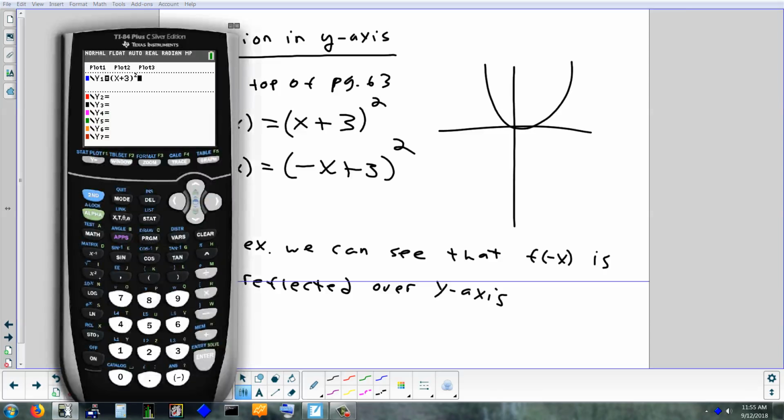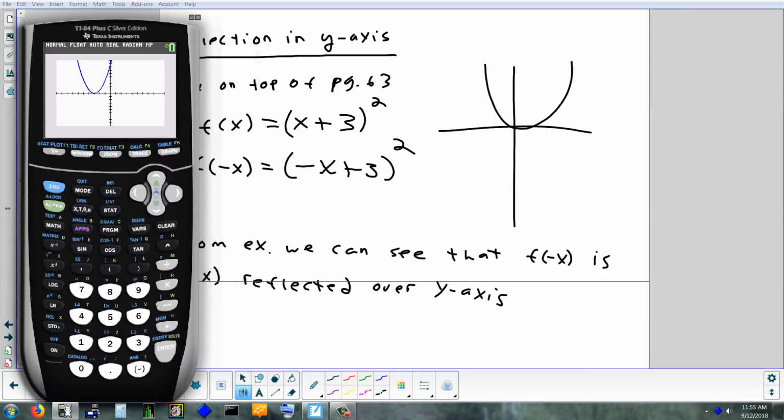So x plus 3 squared, negative x plus 3 squared. So you're going to see the exact same parabola mirror imaged over the y-axis. Eventually. And there it is. Okay, so it's a mirror image over the y-axis. Again, only makes sense if you shift the parabola off the vertex off the origin, so then you can actually see the difference.